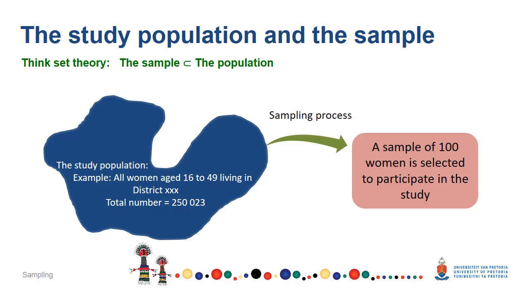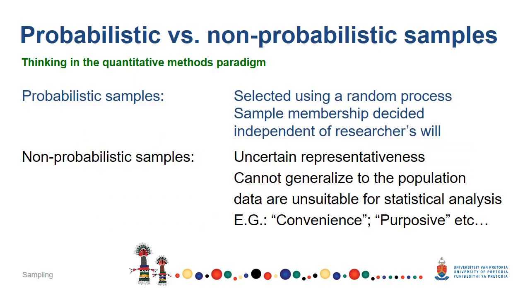In this example, you've got a study population of women, up to 250,000 odd, and we've taken a random sample of 100 to participate in this study. So the study population is all the 250,000 women. The sample is just 100.